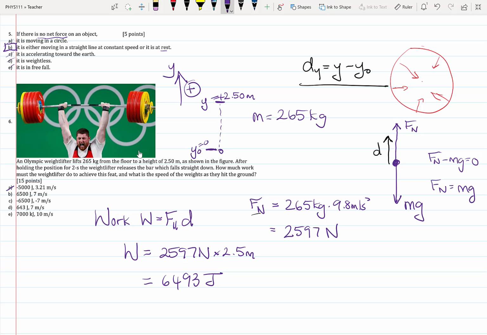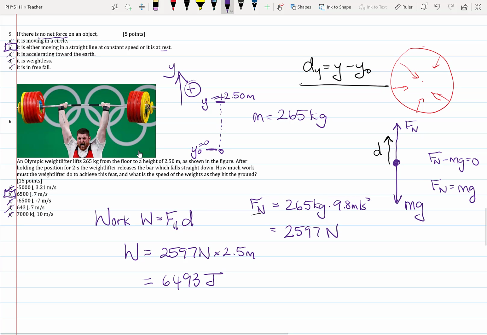Minus 5,000 joules, it's not that. It's not minus 6,500 joules. It's not 643 joules. It's not 7,000 kilojoules. Could it be that one? So I think B is the answer, because this is almost 6,500 joules. We're close. That's within error.